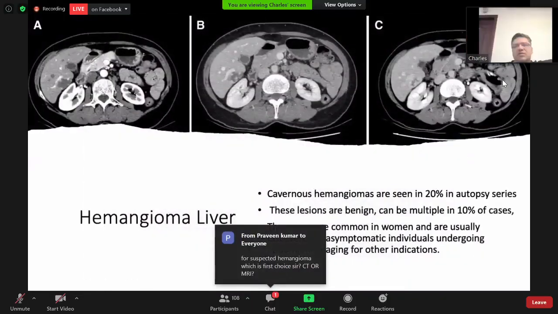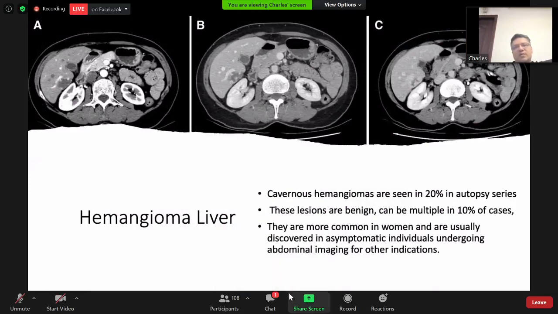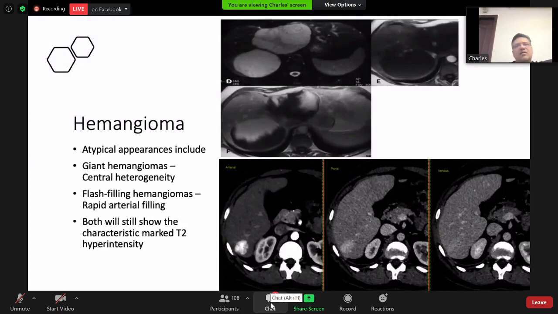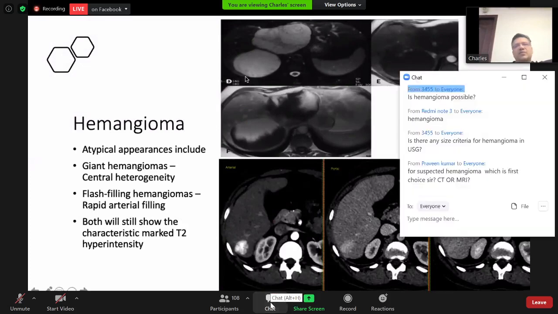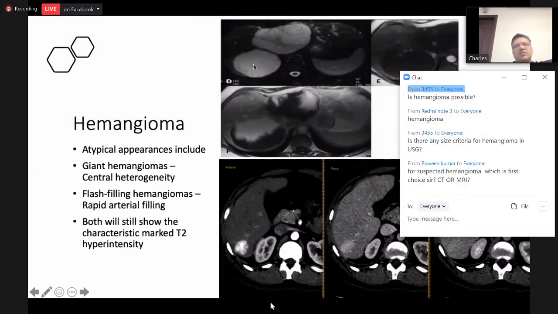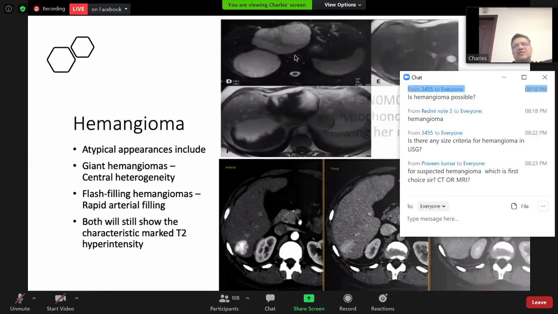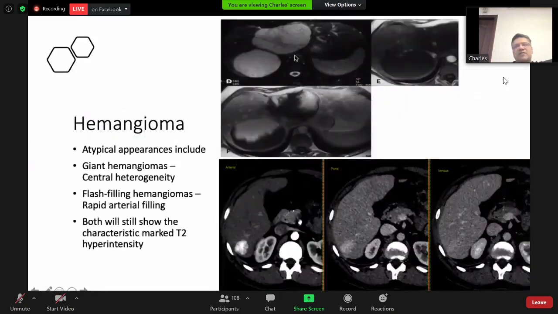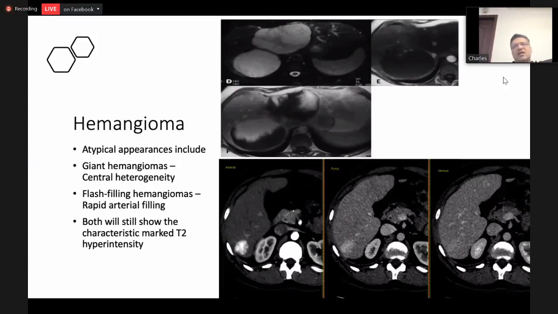So when you talk about the commonest hemangiomas, they can be seen in 20% of autopsy series. These lesions are benign, 10% may be multiple, and they are more common in women. Among the few atypical hemangiomas, you can see giant hemangiomas that are more than 4 centimeters in size, and giant hemangiomas may have thrombosis or fibrous scars, and that might give an atypical appearance. Another atypical feature would be flash hemangiomas.